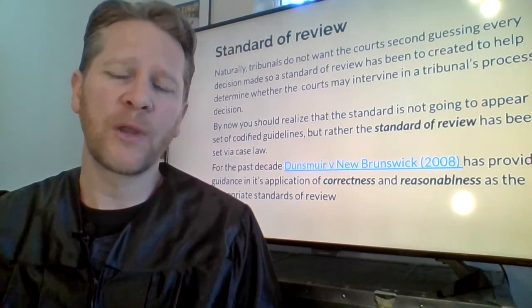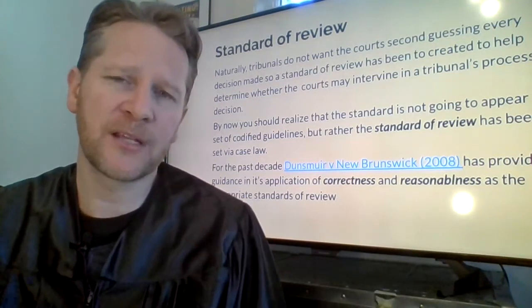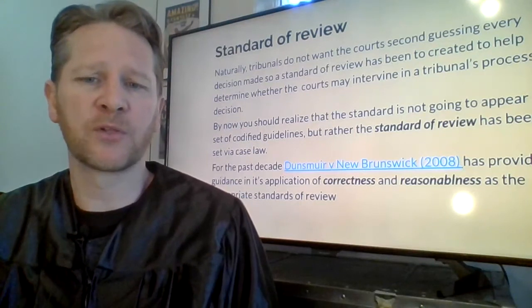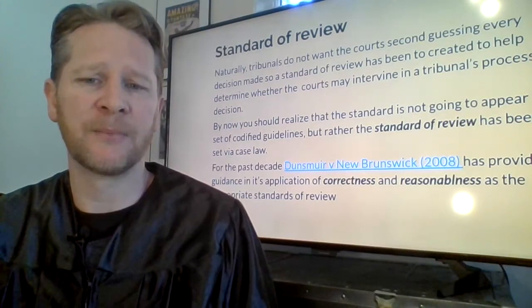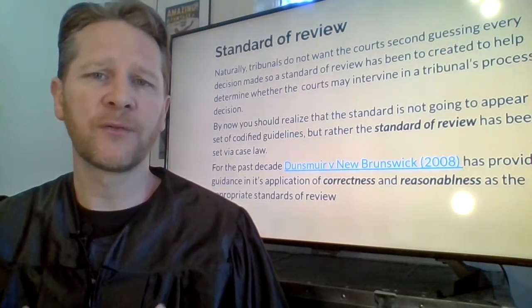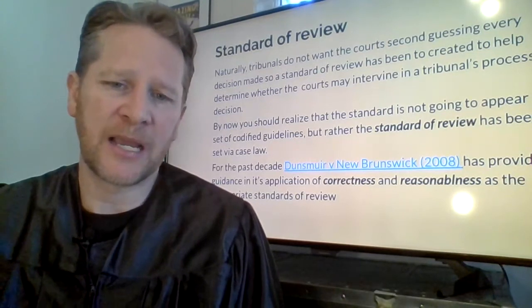So in doing so, we have to think of things in very general terms. And so what the courts came up with, what they decided was the best way to approach the standard of review, was coming up with these two things named correctness and reasonableness. And they judge those outcomes or the procedures of the tribunals by these two standards.